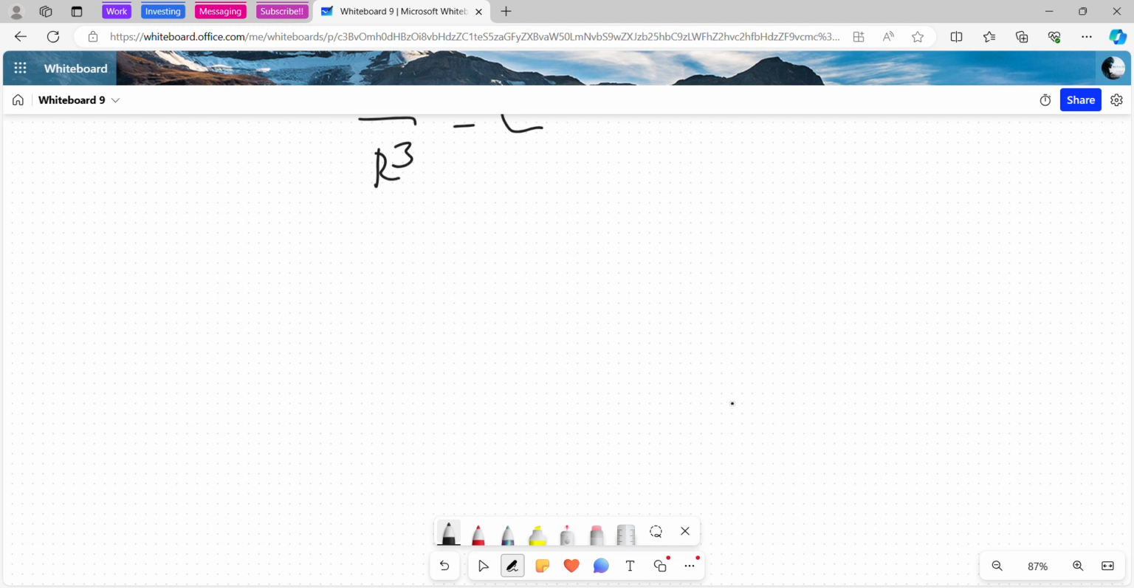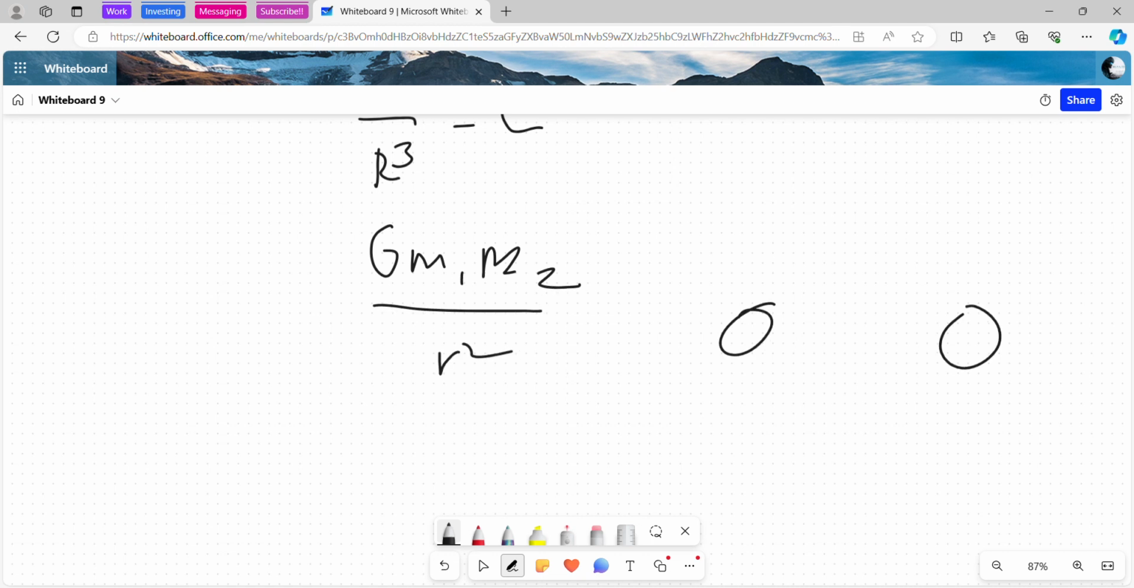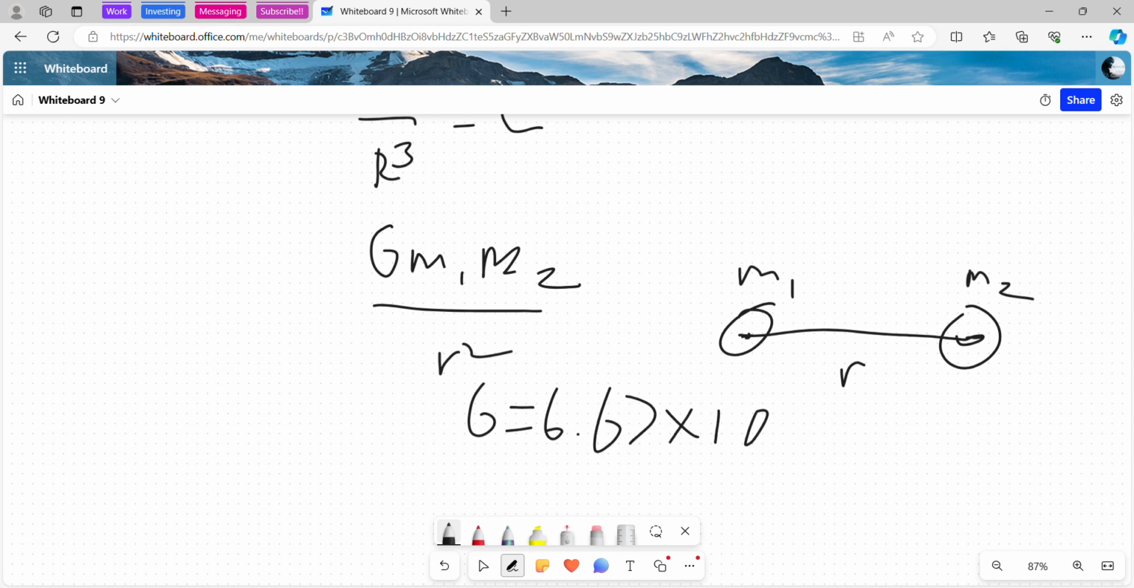Newton figured out that the force of gravity equals g m1 m2 divided by r squared, where if we've got our planets like this, then this distance from the center of each planet is r. The mass of the first planet is m1, the mass of the second planet is m2, and g is a gravitational constant that we figured out around 1700, I think. The value of g is 6.67 times 10 to the power of negative 11. That's what g equals, and we figured that out through experimentation.